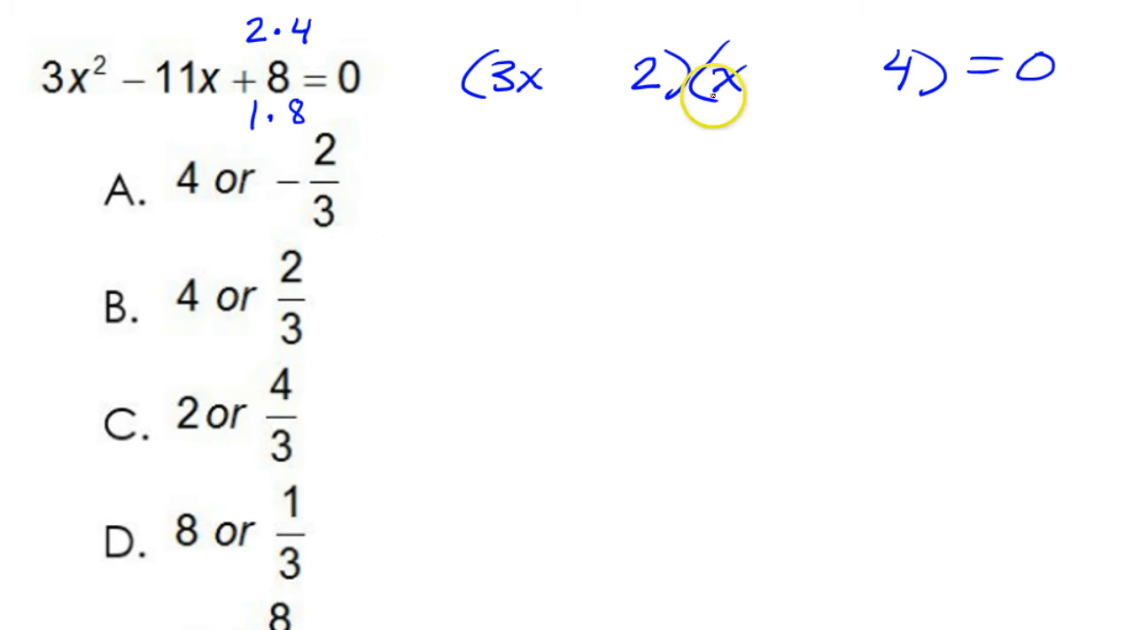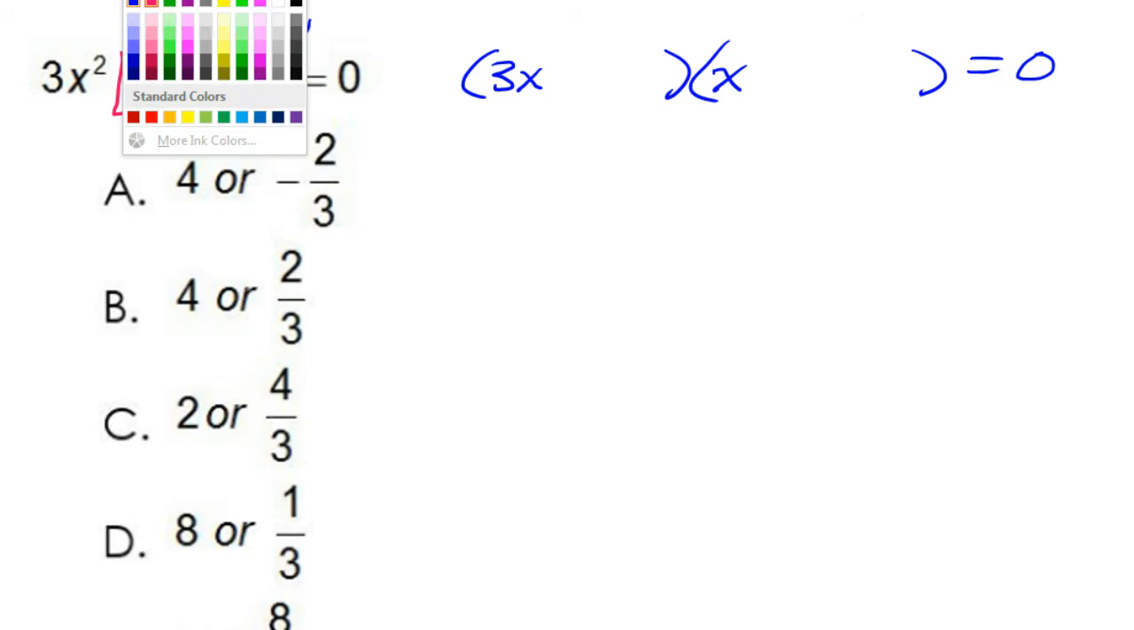Now, inner plus outer must equal the middle. This is the middle that we're shooting for. So inner, I have 2x. Outer, we're multiplying here, folks. I have 12x. I'm shooting to get negative 11. There's no way to get 11 out of 2 and 12. I can either add and get 14, or I can subtract and get 10. There's no 11 here.